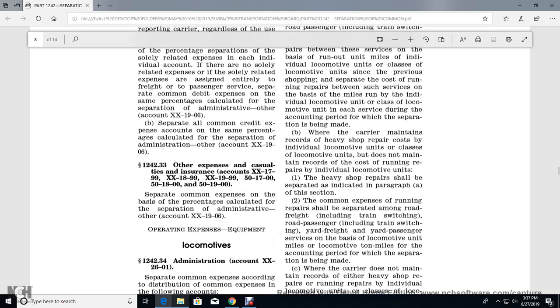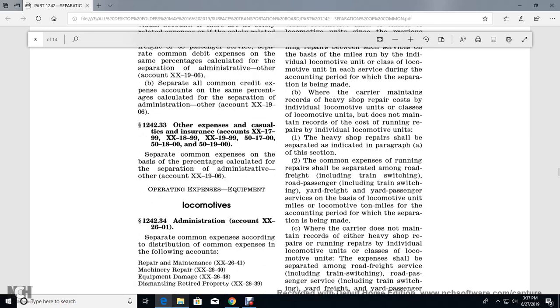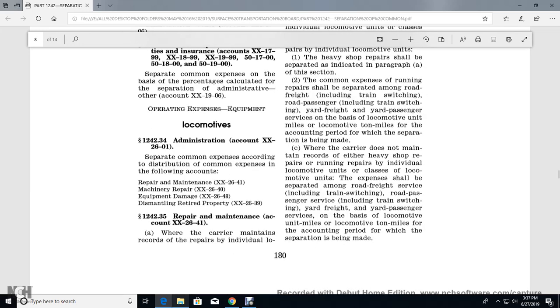The heavy shop of the repair shall be separated and indicated with paragraph A of the section. The common expense for the common running repairs that appear separated among road freight, including train switching, road passenger, yard freight, yard passenger service, shall be based on locomotive unit miles and locomotive ton miles for the accounting period for which the separation is being made.